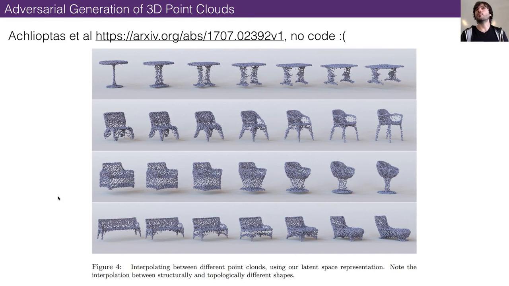Adversarial generation of 3D point clouds. For those of you who are interested in 3D point clouds, there are generative models for those too. I haven't seen any open source code for it, and data sets are very sparse as well, so this might be a little hard to use. But I would start collecting your data sets now if you're interested, because in the future you should be able to have 3D generative models of meshes and voxels and point clouds.